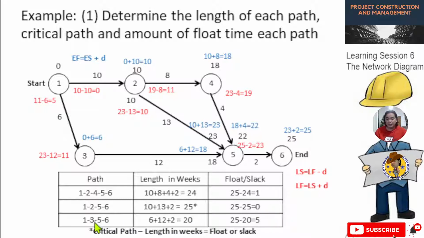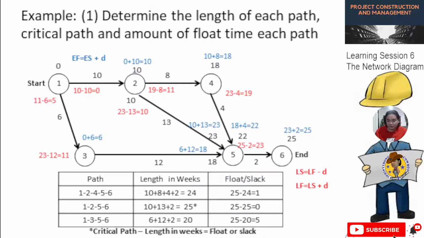Then for the third path, we have 25, the critical path number of days, then 20 for this path. So 25 minus 20 is 5 days. Actually, this is 11 minus 10, so this is 1. I forgot to write it. So 1 day, 0, 0, and 5. Those are the computations and the ways of solving this kind of problem.